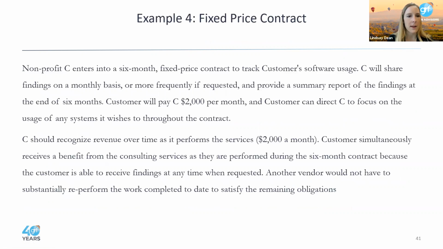And this is a final example of a fixed price contract. In this example, an organization is receiving a set amount per month to basically track some software usage, and then they're providing reports monthly in addition to a summary report at the end of the 6-month period. And the question is, how should they recognize their revenue in this instance? So it is over time. And in this instance, it looks like it should be recorded as they perform the services.